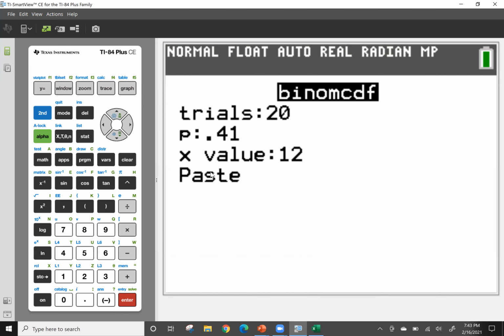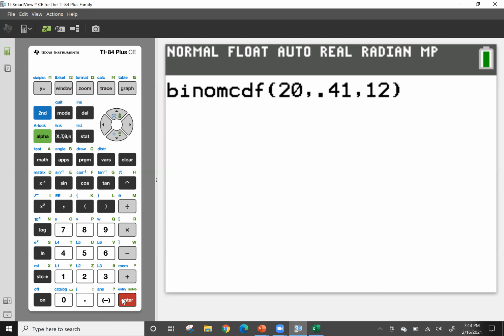And the last piece of information in this window is the paste word. When you click enter on paste, it actually pastes the binomial distribution back into your home screen. So if you don't have that menu where you can put in the number of trials, the probability of a success, and X, then you would have binom CDF, open parentheses, and then you would type in the information. The first number here, the 20, is the number of trials.